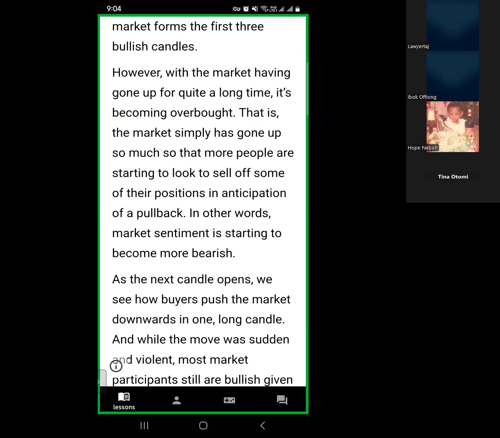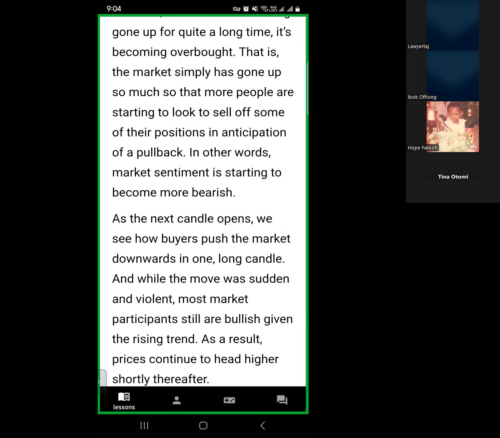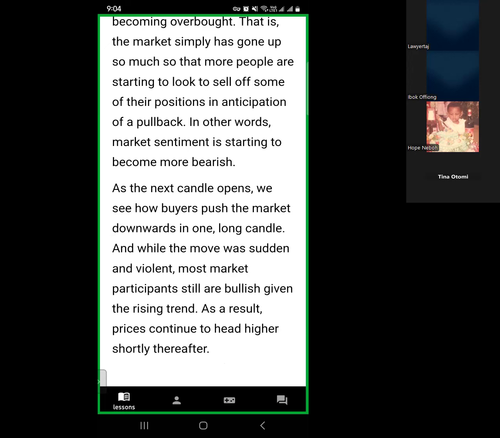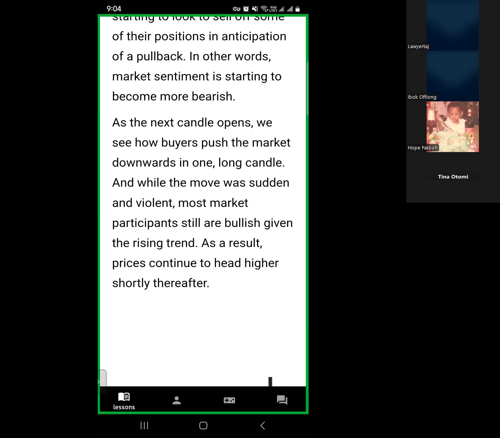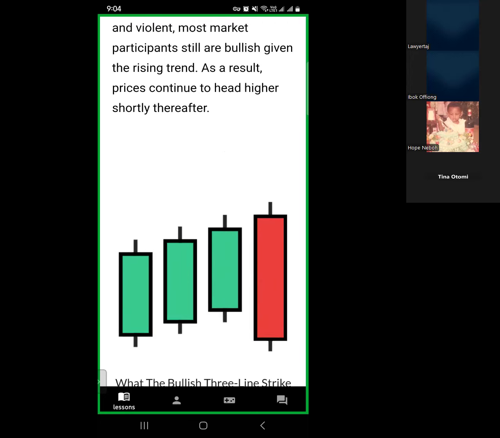However, with the market having gone up for quite a long time, it's becoming overbought. That is, the market has gone up so much that more people are starting to look to sell off some of their positions in anticipation of a pullback. In other words, market sentiment is starting to become more bearish. As the next candle opens, you see how sellers push the market downwards in one long candle. And while the move was sudden and violent, most market participants still are bullish given the rising trend. As a result, the price continues to head higher shortly thereafter.